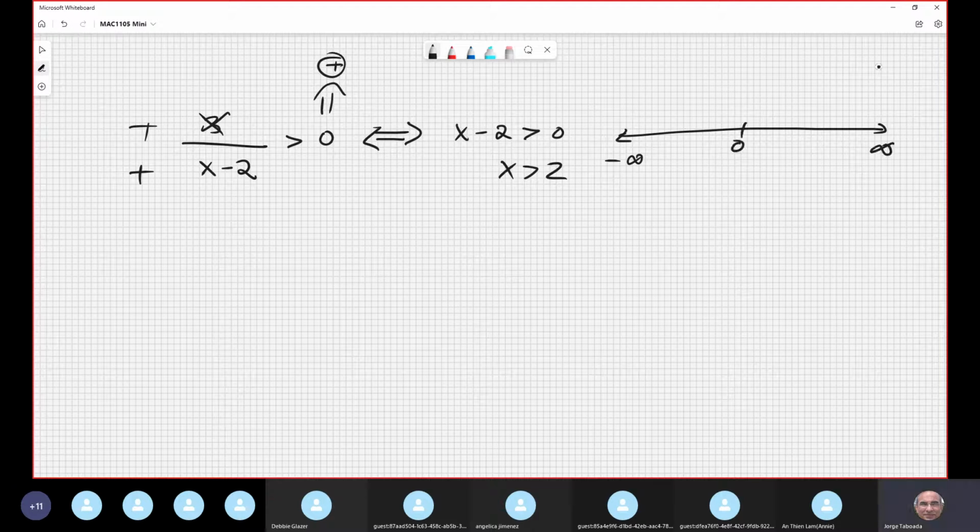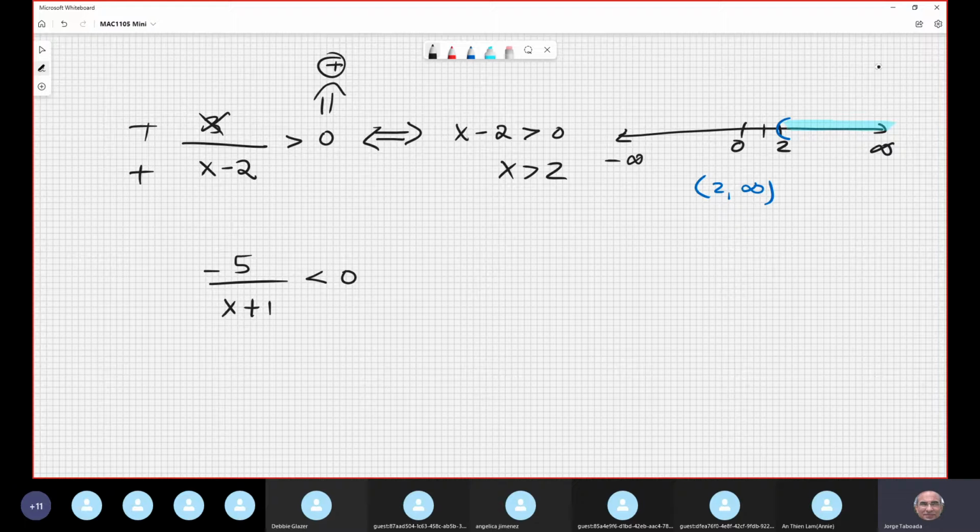So this is equivalent to saying: this is 0, 1, 2. This is to the right. Does it include 2? No, it doesn't include it, parentheses. So the answer is 2, infinity. Well, it was easy, right? Suppose I complicate your life. I put -5 divided by x plus 1.